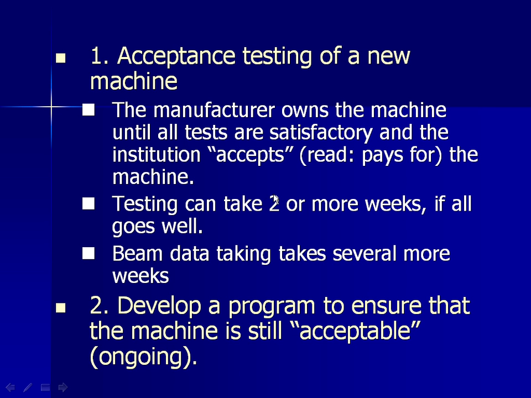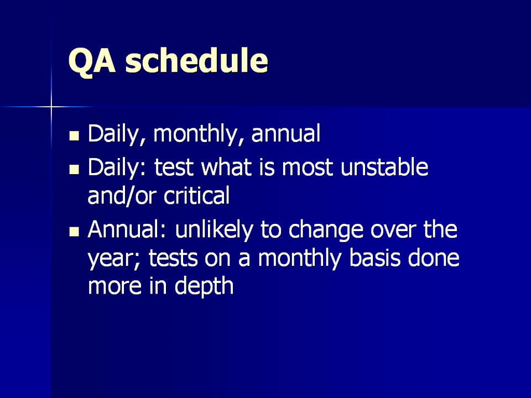And so once we do acceptance testing, and these are well laid out lists of tests that we do, it's pretty much something like doing an annual QA test at acceptance testing time. So we develop a program to ensure that the machine is still acceptable. This is what our QA schedule looks like: daily, monthly, annually.